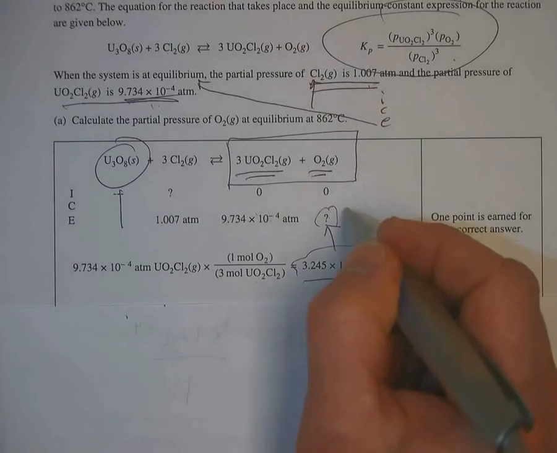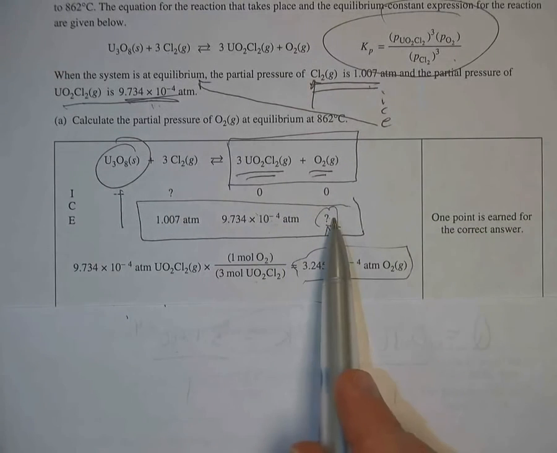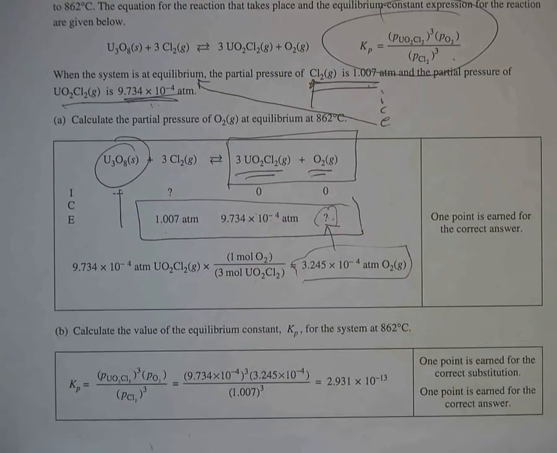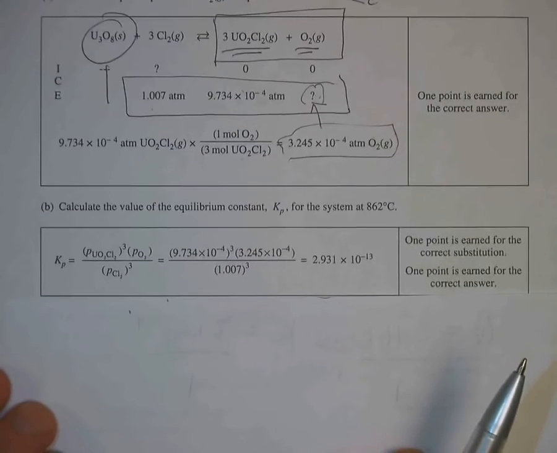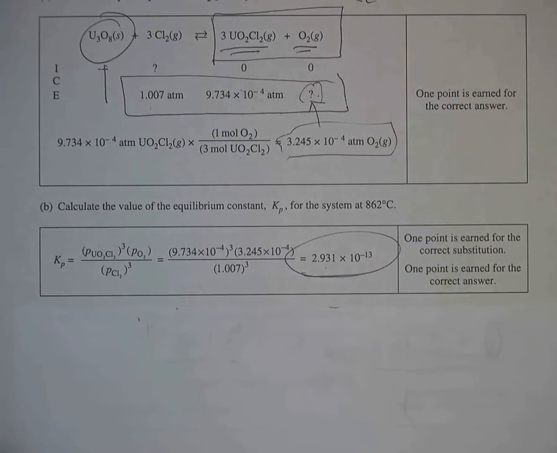Now I know enough information here to take products, raise them to the power of their coefficients, divide them by reactants. So guess what they're going to ask me to find? Yep, the equilibrium constant. When I do that, 2.9 times 10 to the negative 13th.